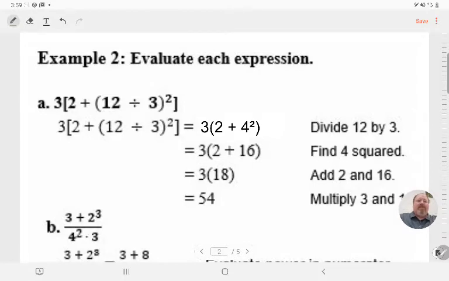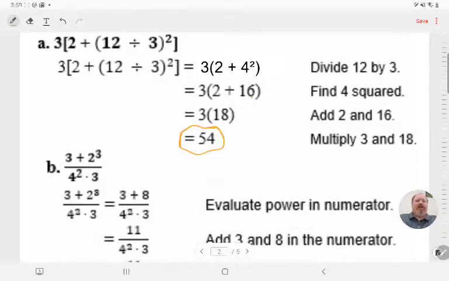Then we have to do our exponents inside the grouping. So that would be 3 times the sum of 2 and 16, because 4 squared is 4 times 4, which is 16. Then we have to finish inside the grouping, and it would be 3 times 18, and 3 times 18 is 54.